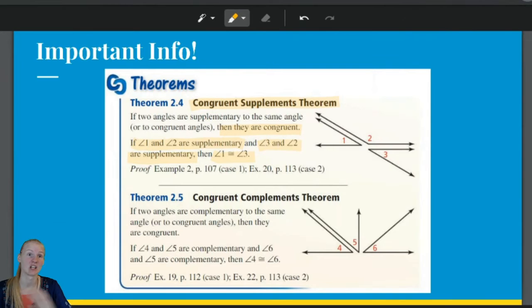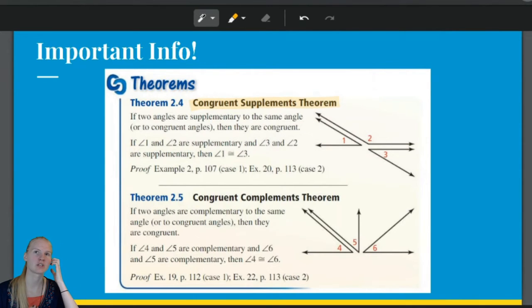Personally, this seems a lot like the transitive property. 1 and 2 are supplementary, 3 and 2 are supplementary, so 1 is congruent to 3. This isn't exactly the transitive property, but it seems like it to me. If this thing is supplementary with this thing, and this thing is supplementary with this thing, angle number 2 hasn't changed. Angle number 2 is the same angle. So yeah, these have to be the same.